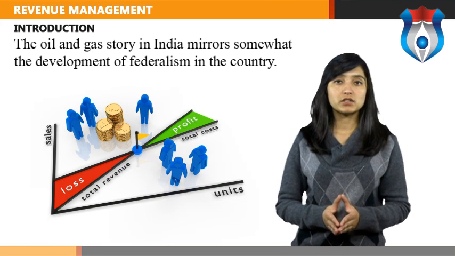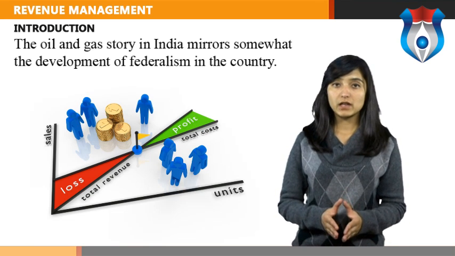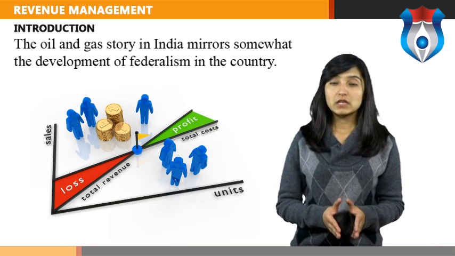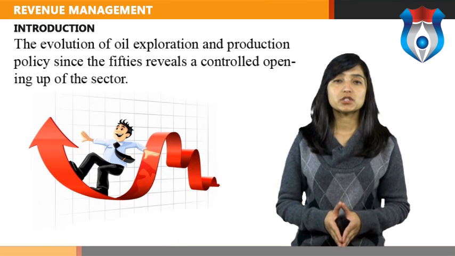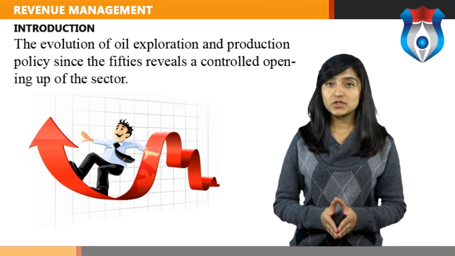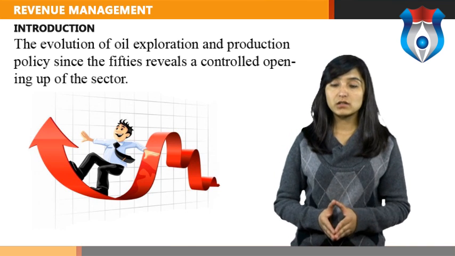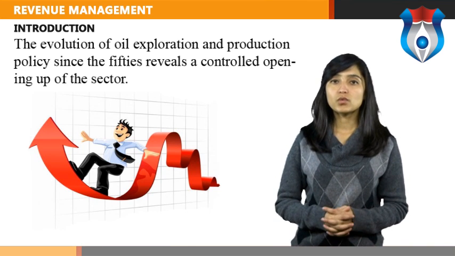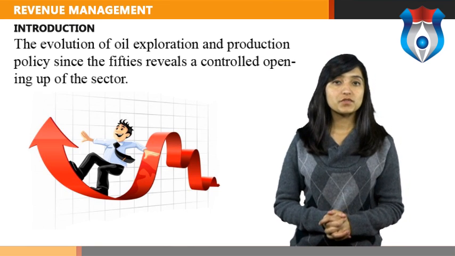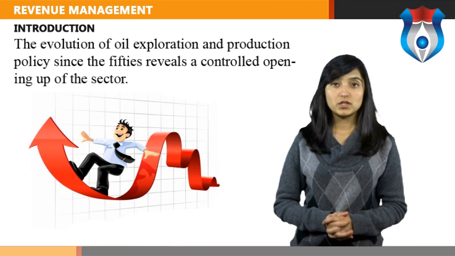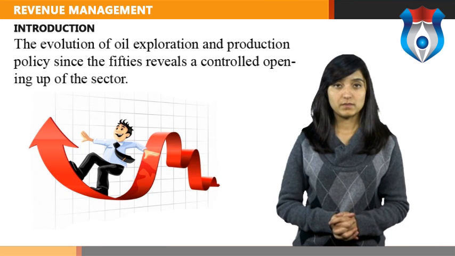Addressing such key national interests as ensuring energy security and reducing pressures on the balance of payments have been paramount government objectives for the sector. The evolution of oil exploration and production policy since the 50s reveals a controlled opening up of the sector. From the 50s until the early 80s, blocks were awarded only to the two national oil organizations, NOCs, but the Government of India started to invite private investment in oil and gas exploration in the late 1970s.